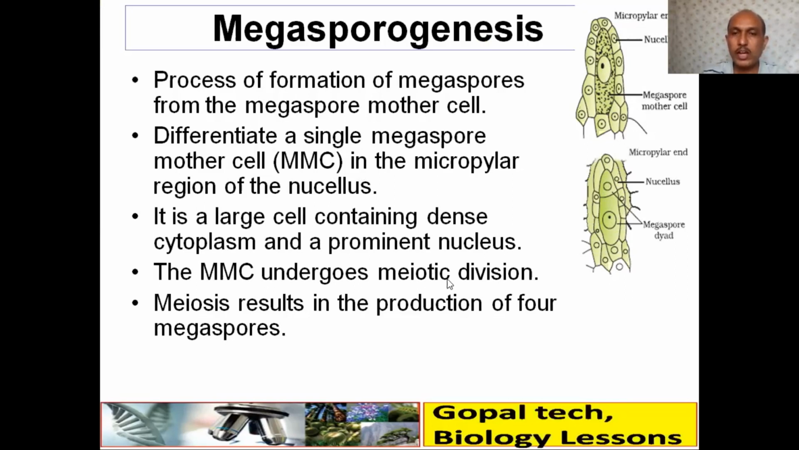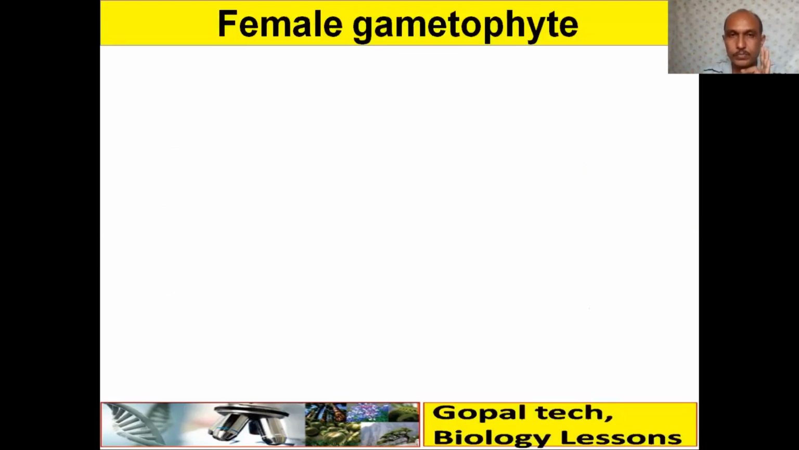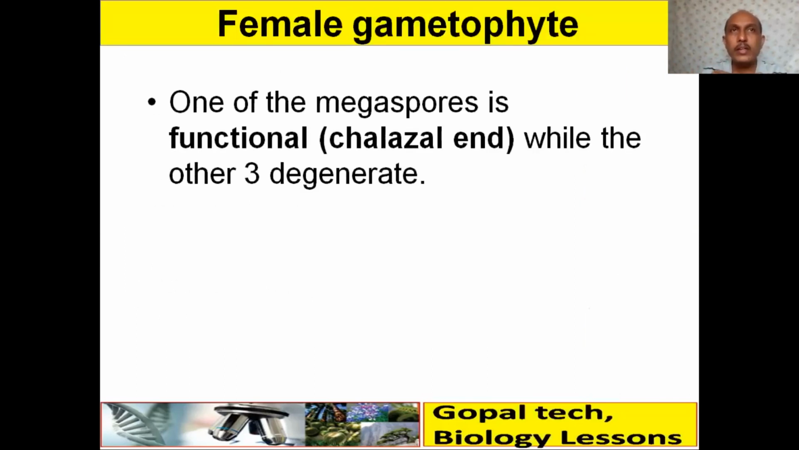So the MMC undergoes meiotic division. See, meiotic. And meiosis results in the production of 4 megaspores. First the megaspore dyad is produced, then the megaspore tetrad is produced. So from one megaspore mother cell, 4 megaspores are produced in a linear fashion. This process is called megasporogenesis.